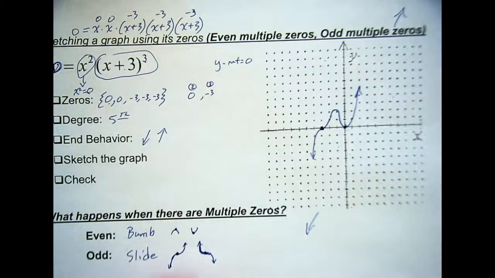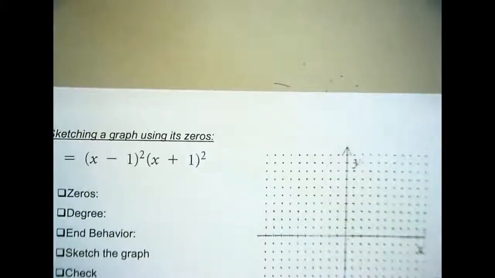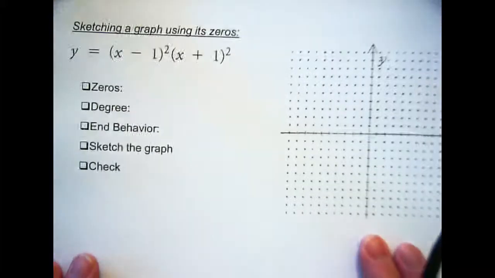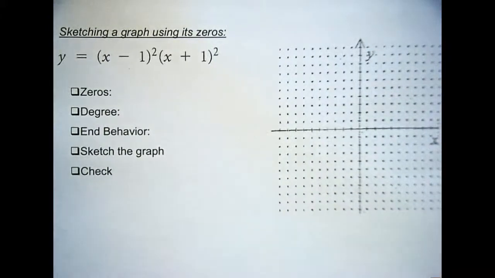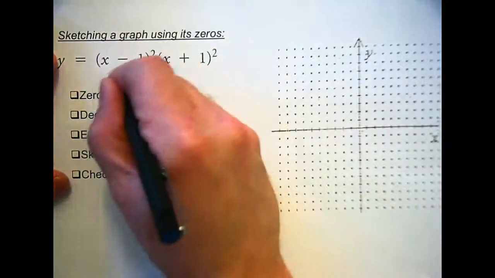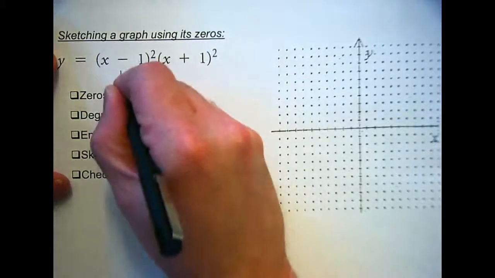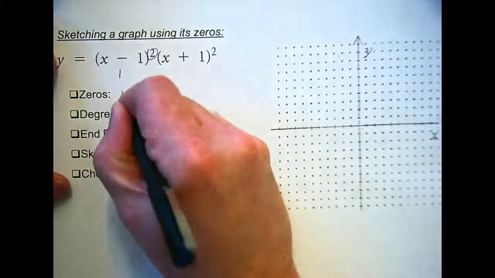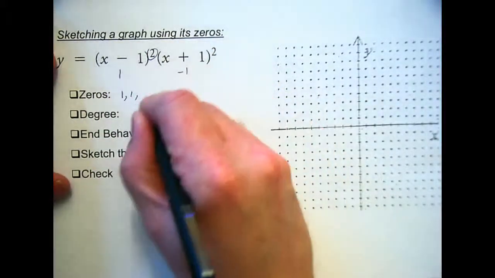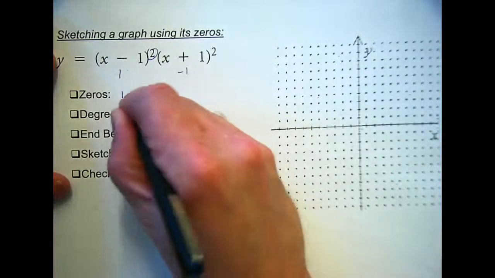Go ahead and turn your paper over. On the other side, tell your neighbor your zeros, please. Zeros: 1 and -1. You should be getting good at these now. Fill out as much as you can. This is 1. How many times does 1 appear? Twice, because of the squared. This is -1. How many times does it appear? Twice.